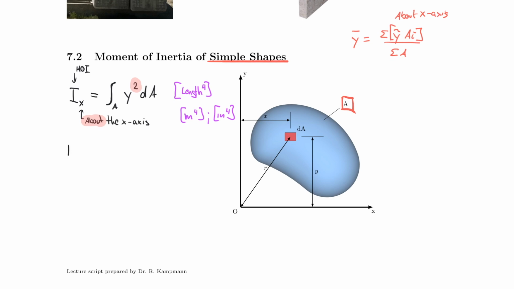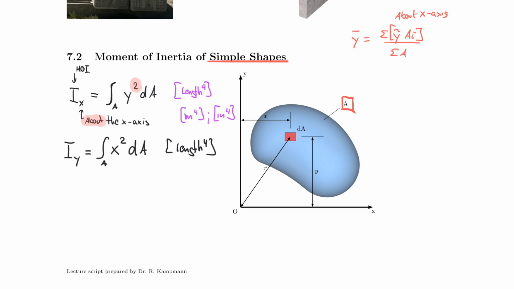All right, so it might not come as a surprise to you that I can do the same thing about the y-axis, so the moment of inertia about the y-axis. And it also doesn't come as a surprise to you that I take the area integral and now I square x, actually, dA, and then this is also in length to the power of 4. So same thing, just that now you're actually rotating about the y-axis. So that's actually important. So let's write that down.